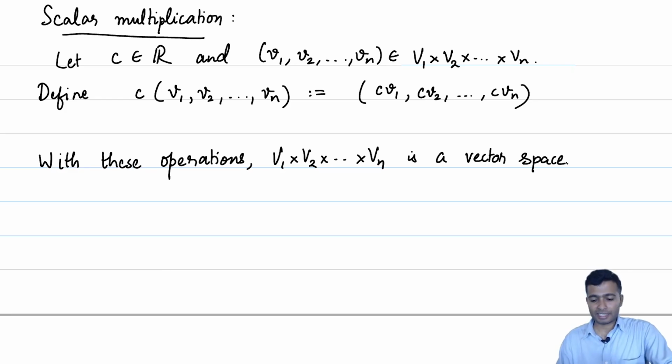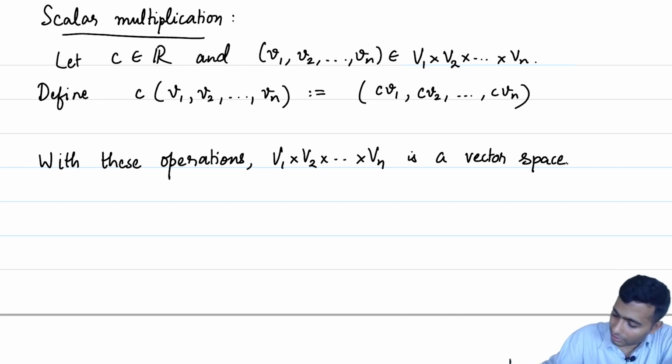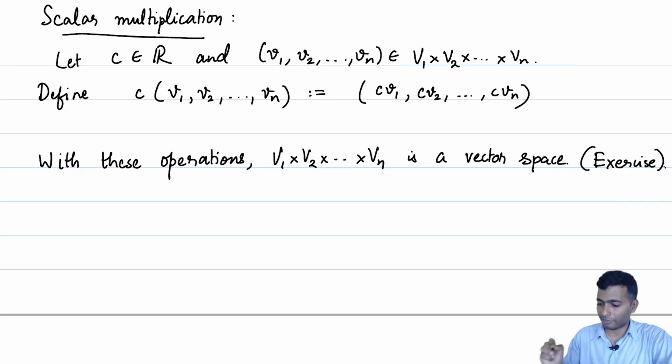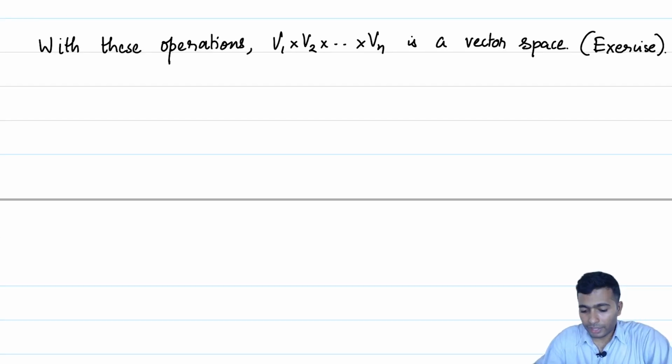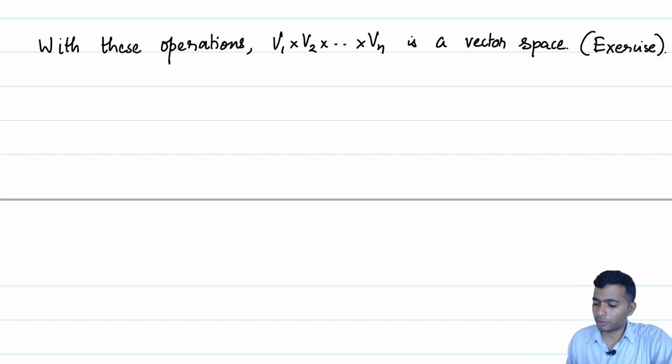So, I will leave that as an exercise for you to check the various properties of the vector space, the definition of a vector space, and convince yourself that this is a vector space. At this stage, I will leave this as an exercise. However, you should certainly sit and work this exercise out to convince yourself that this is a vector space. Okay, there are two things, however, which I would like to draw your attention to.